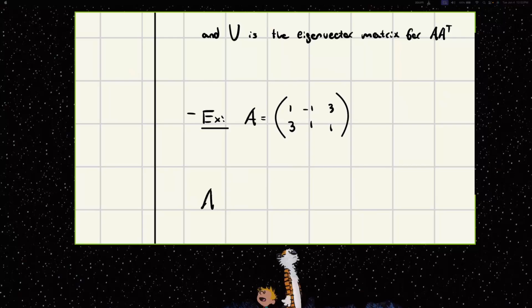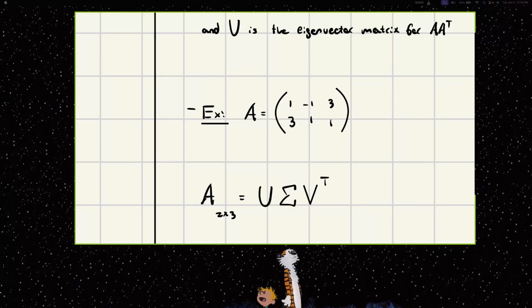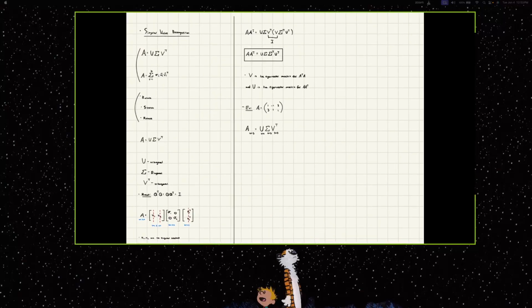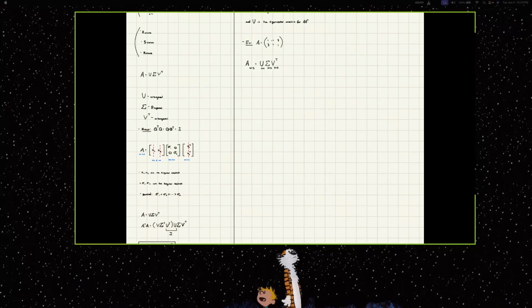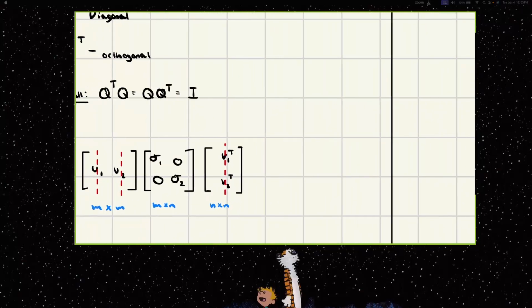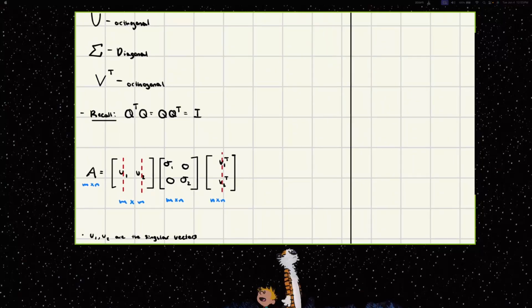So let's just write out what we have. We have a 2x3 matrix A. We're going to decompose it into U, sigma, and V transpose. U in this case is going to be 2x2. Sigma is going to be 2x3. And then V transpose is going to be 3x3. If we recall, U should be M by M, sigma is generally M by N, and then we have N by N.